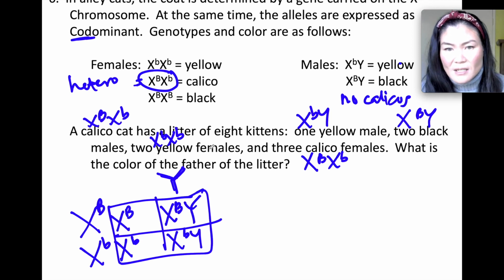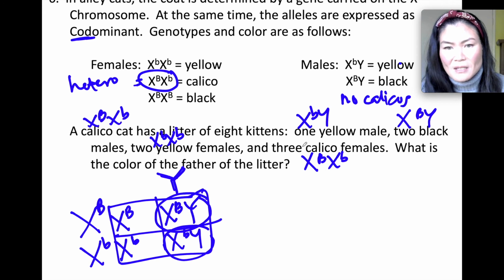So I can see the males here, right? 1 yellow male. This is the yellow male. These are the 2 black males. But what about the females? 2 yellow females and then 3 calicos. So these are the females and then these are the calicos.